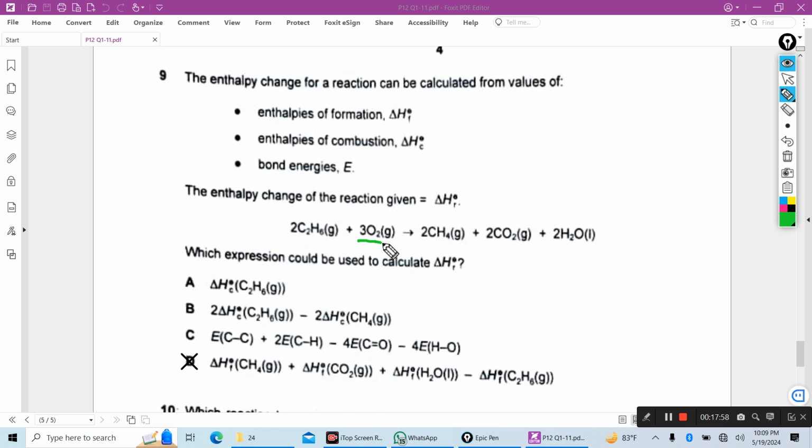Oxygen is an element, so the enthalpy of formation of oxygen is 0, and these 2 moles cancel. If you take a common 2 on all sides, the number 2 will be cancelled. So simply, the enthalpy of the reaction will be the enthalpy of formation of methane plus carbon dioxide plus water minus the enthalpy of formation of the reactant; oxygen is 0. So equation D is the right answer. Enthalpy of formation of products minus enthalpy of formation of reactants, then you get the enthalpy of the reaction.